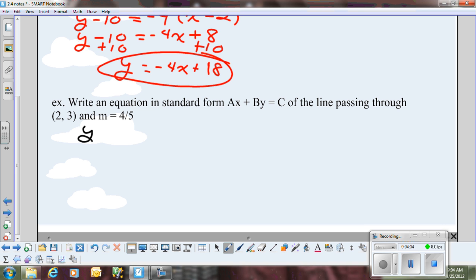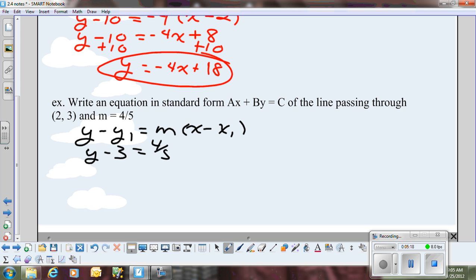So again, I'm going to write down y minus y1 equals m times x minus x1. And you should write this down each time. One reason you do that is because it's going to stick in your brain better. If you write it down every time you use it, you're going to be remembering it without even thinking about it pretty soon. The other reason is that way you can show your substitution. So my y is 3, my x is 2, and my m is 4/5. So I write y minus 3 equals 4/5 times x minus 2.